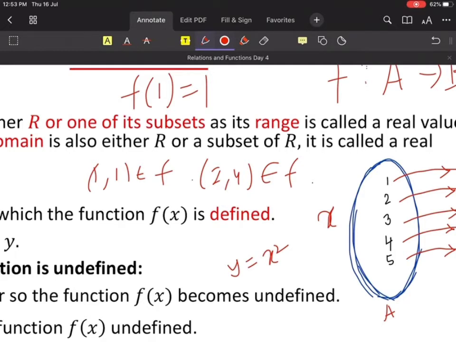F of 1 is equal to 1. I can write, yes or no. Then f of 2 is equal to what? Who can tell me? f of 2 is equal to what? It is 4, right? Yes or no?